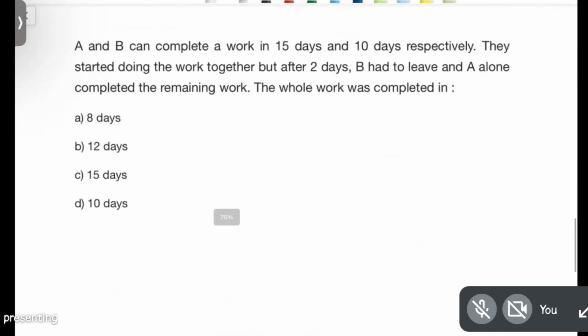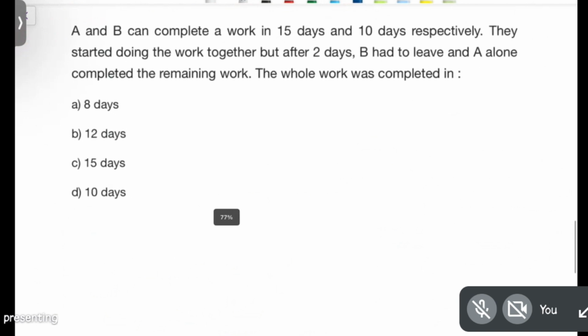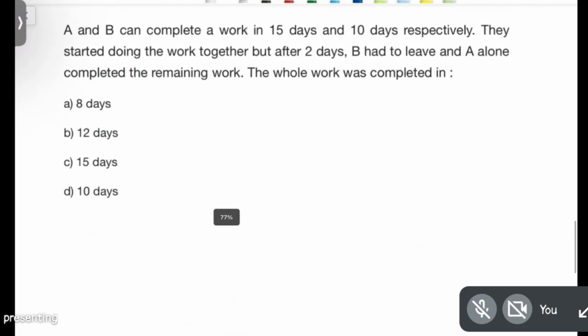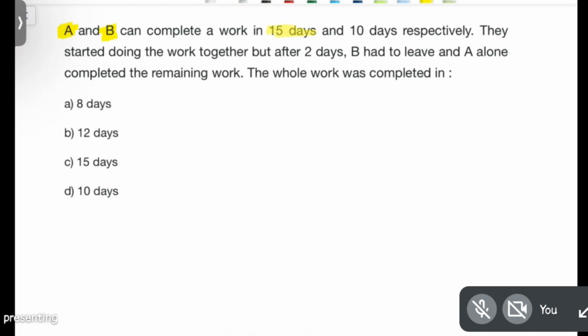I'll do some random questions, in a sense, like the type of question they used to ask. A and B can complete the work in 15 days and 10 days respectively, and they start working together. Okay, this is one type. This type we call one person leaving early. So here A and B can do a work in 15 days and 10 days respectively. That means A can complete the work in 15 days and B can complete the same work in 10 days.